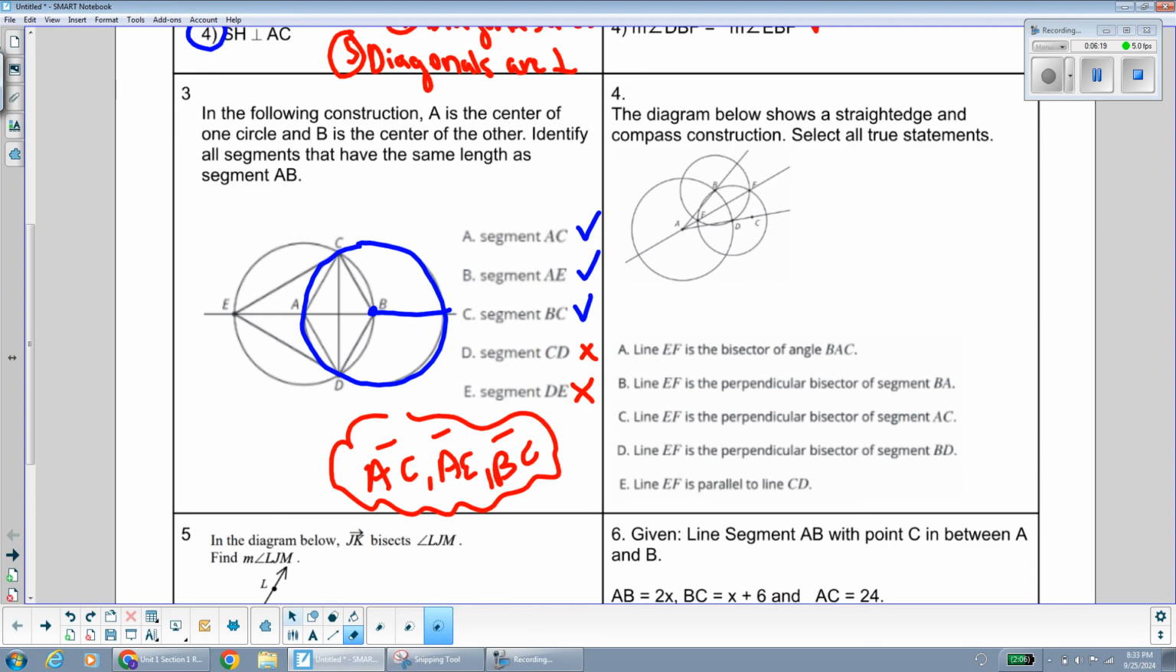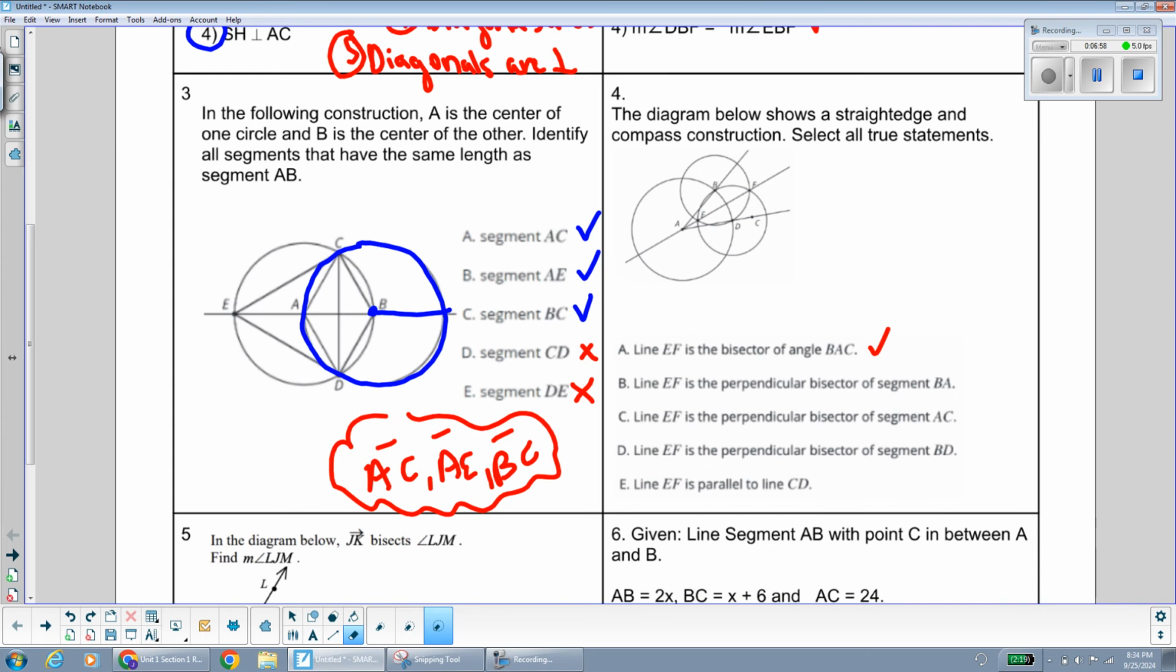The construction that we have here, number 4, is the construction of an angle bisector. So angle BAC got bisected. So this piece, angle BAE, is congruent to this half, angle DAE. Two equal halves due to the bisector. A says EF is the bisector of angle BAC. Absolutely true. That's exactly what this is a construction of. It's the angle bisector construction.